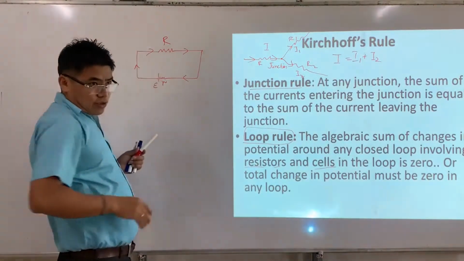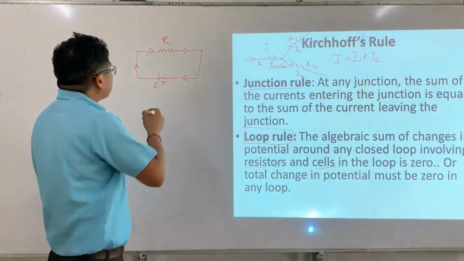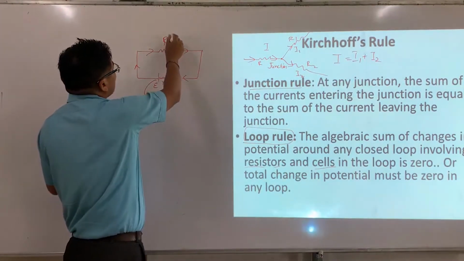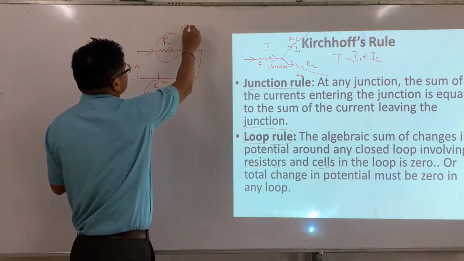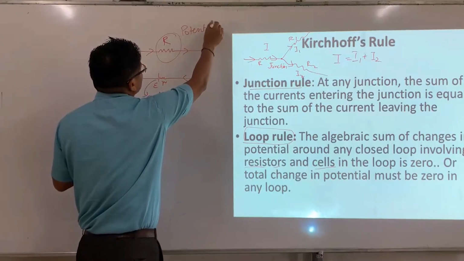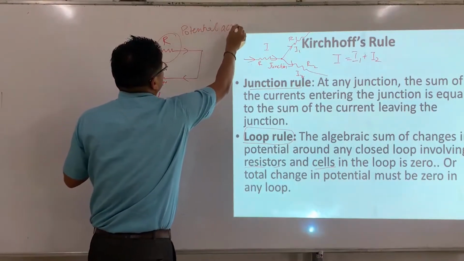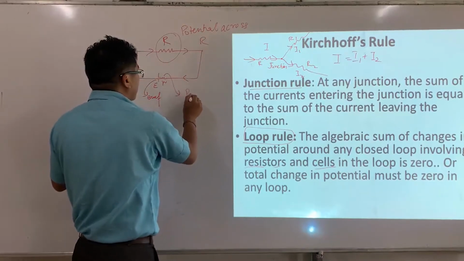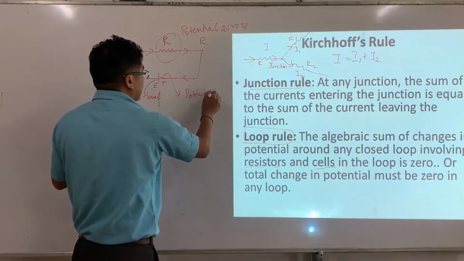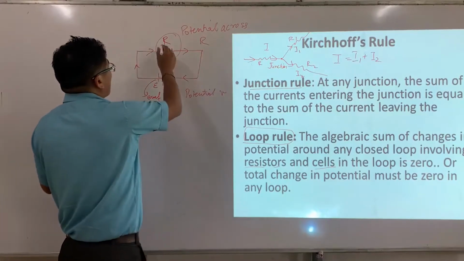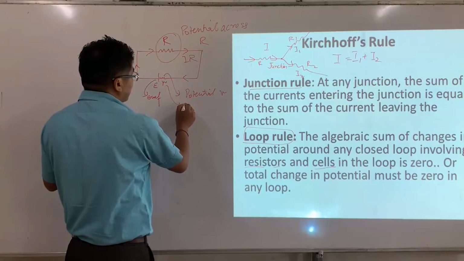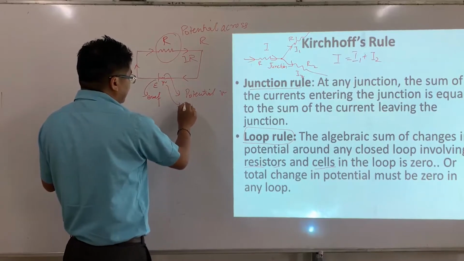That means in this circuit, look at here, this is the EMF. This is going to be a potential across R, the internal resistance R. So what is the potential? This potential is going to be this, and this potential is going to be that.